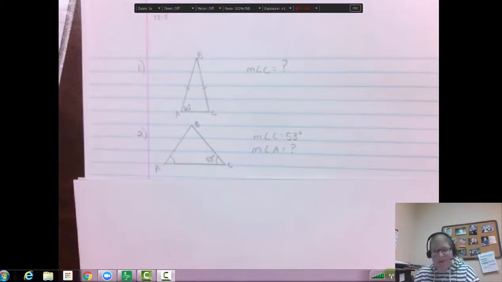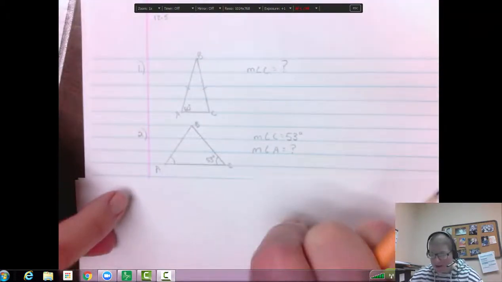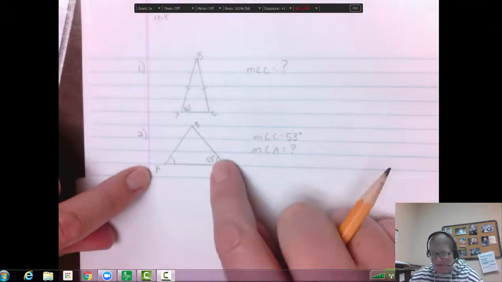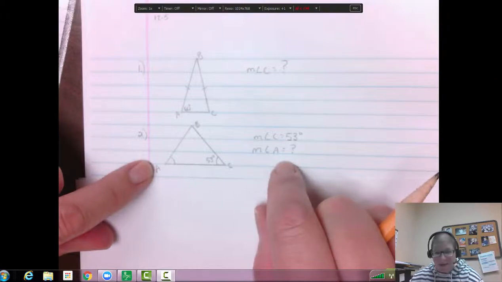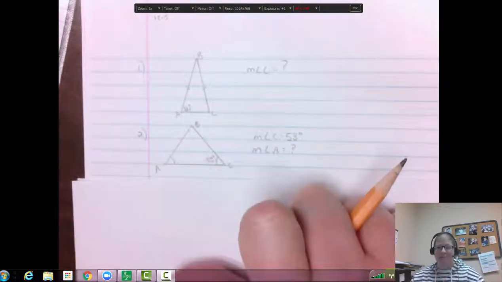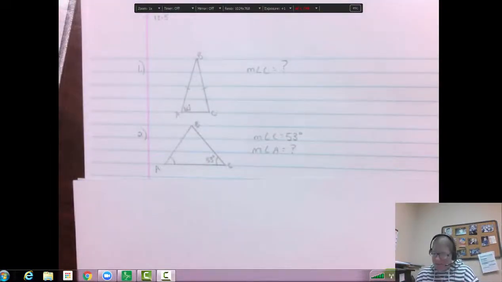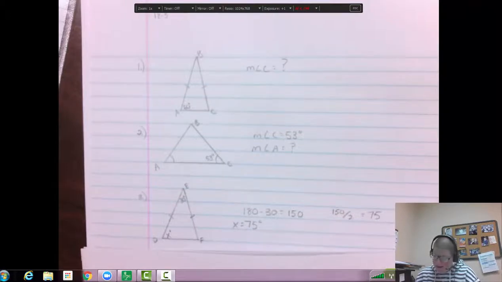All right, what about this one? We know these two angles are congruent, so what's the measure of angle A if C is 53? Well, the measure of angle A is also 53. We also would know that AB and side CB are congruent, so you might be asked something like that.